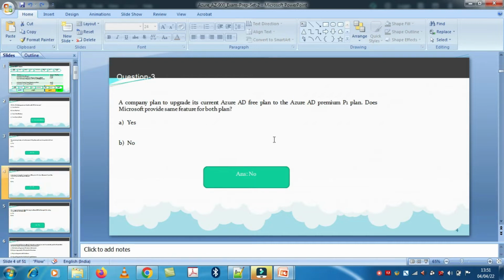Okay, so moving to the next question, question number 3. A company plans to upgrade its current Azure AD. So listen very carefully: Azure Active Directory free plan to Azure AD premium plan, that is P1. Does Microsoft provide the same features for both plans? Yes or no? Absolutely not, because free has some features and obviously the premium has some additional features, and the features will be absolutely different from your free plan. So don't relate question 1 to question 2. Okay, so our answer is no.